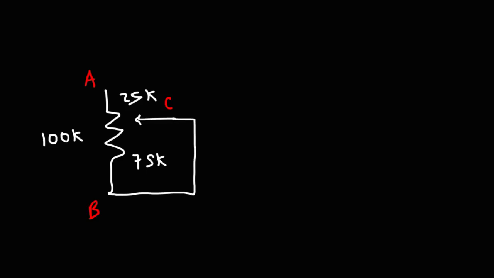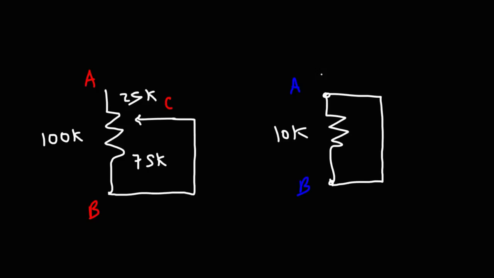Let me adjust this. Let's say point C is closer to point A, such that this is 25K and this is 75K. The resistance between B and C will be 75K if B and C are not connected to each other. But what happens if we make a connection between B and C? Well, let's say we have a 10 kilo ohm resistor. That's going to be the resistance between point A and point B. But if we were to connect a wire between point A and point B, what's going to happen?